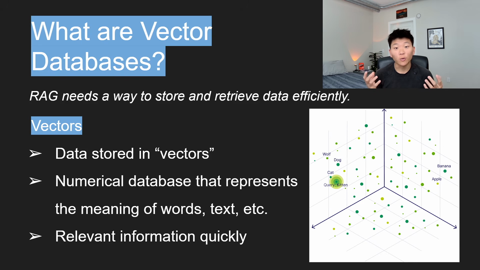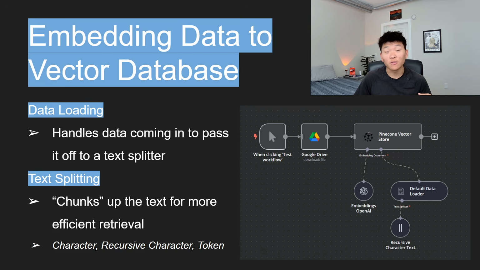Once you understand what a vector database is, what vector stores are, you need to understand how you can actually get information into a vector store. So this next slide is going to talk about embeddings and stuff like that. All right, so embedding data into a vector database. This slide is going to be tailored towards doing this in n8n. There's other ways too, but n8n is the way I do it.